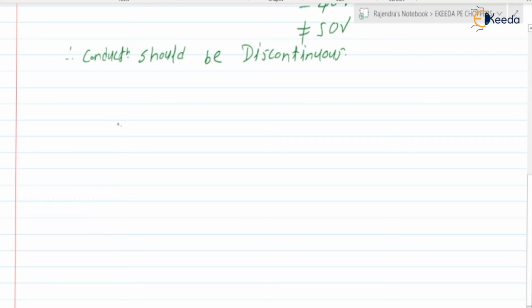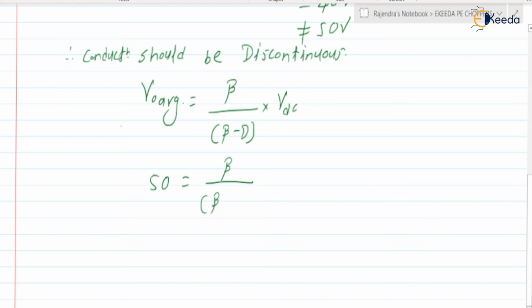For discontinuous conduction, we have already derived the V0 average in the last video. V0 average is equal to beta upon beta minus D, the duty cycle, into VDC. It is given that V0 average is 50 volt, equal to beta, which we need to find, divided by beta minus D. D is 0.5, into 20.